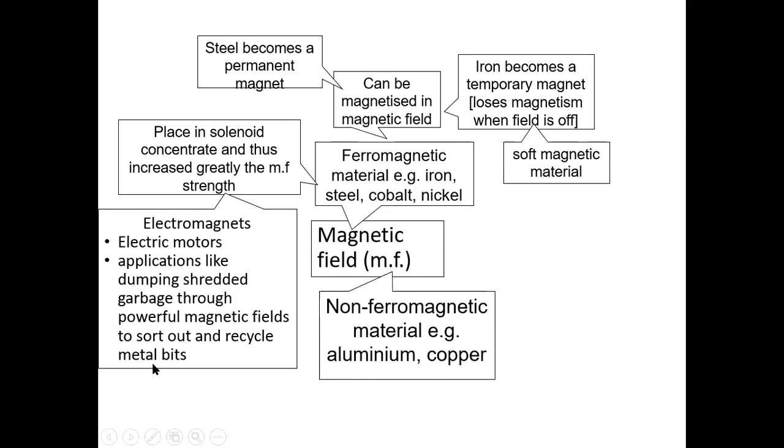Non-ferromagnetic materials, for example, are aluminum and copper. They cannot be magnetized in a magnetic field. Right? That's why it's non-ferromagnetic.